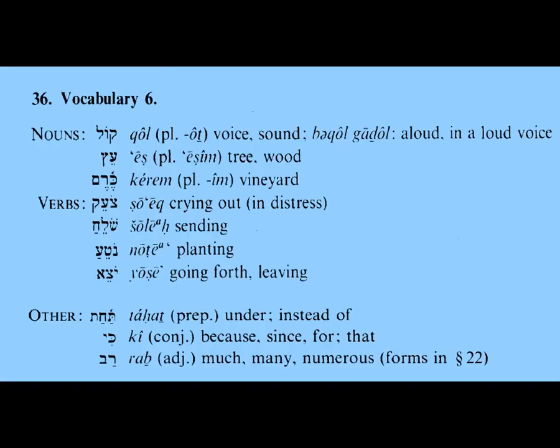Okay, chapter 6 was kol, which meant voice. Kol gadol is with a loud voice. Etz is the word for tree or wood. Kerem is the word for vineyard. Soek is back to our verbs here: crying out or in distress. Sholeach is sending. Noteach is planting. Yotze is going forth or leaving. We had tachat, which is under or instead of. We had ki, which is because, since, for that, and rav, which is many, much, or numerous.